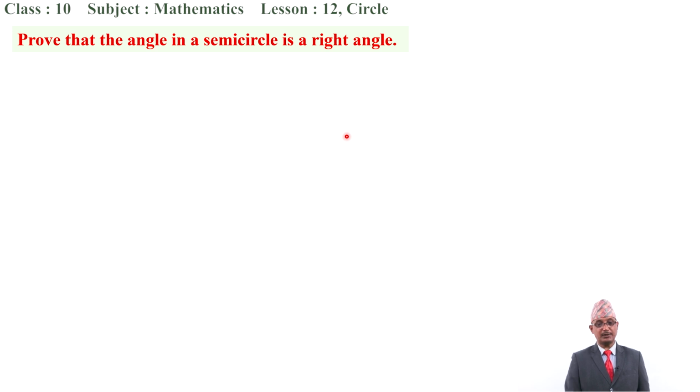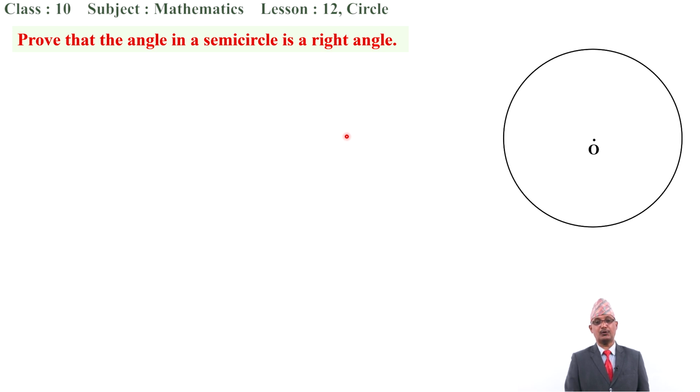So firstly, to prove this, we draw a circle with center O. To get the semicircle, what do we need? Yes, you are correct. We need a diameter. So this is diameter AB. Then the part of the circle which lies above the diameter AB is one semicircle. The part of the circle which lies below the diameter is another semicircle. So we need to take any one semicircle, either the upper or the lower semicircle. I am going to take any point C on the circumference of the upper semicircle.